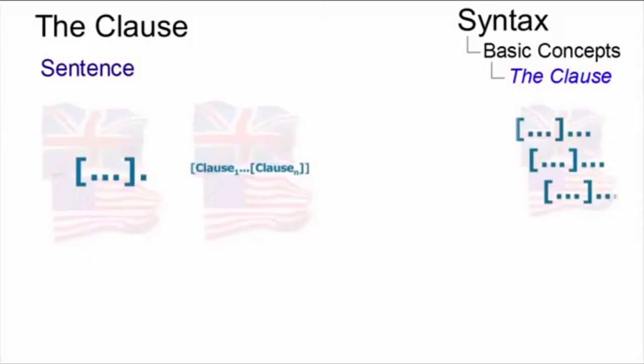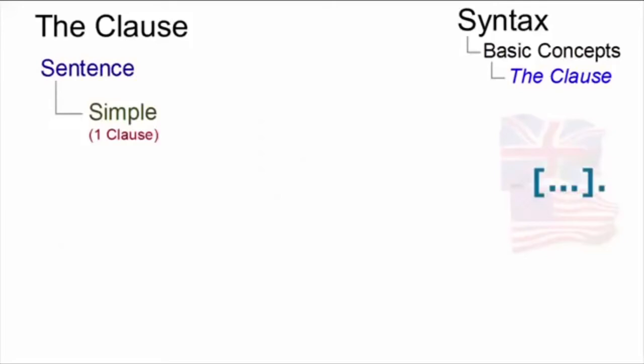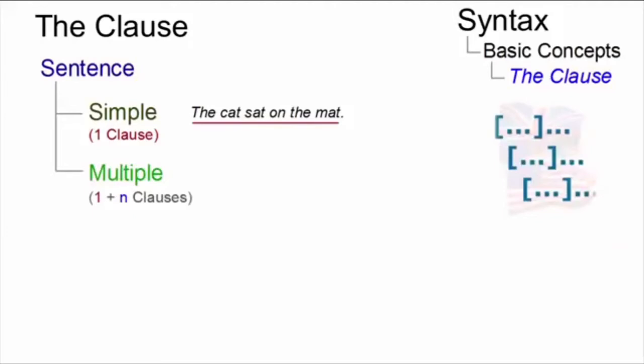Sentences can consist of any number of clauses. If a sentence consists of one clause, we call it a simple sentence, such as "the cat sat on the mat." Thus, the terms clause and sentence can be used synonymously here. If there is more than one clause in a sentence, we refer to the sentence as a multiple sentence. The relationship between the clauses in multiple sentences can be manifested in two ways.